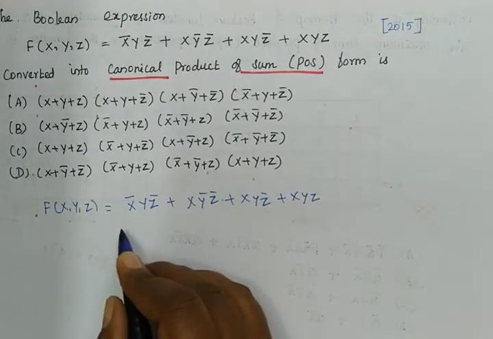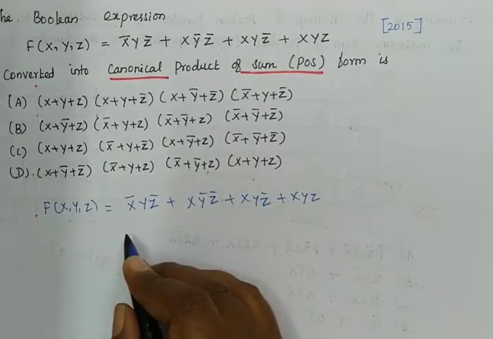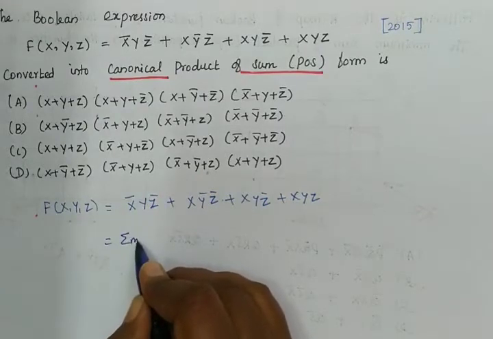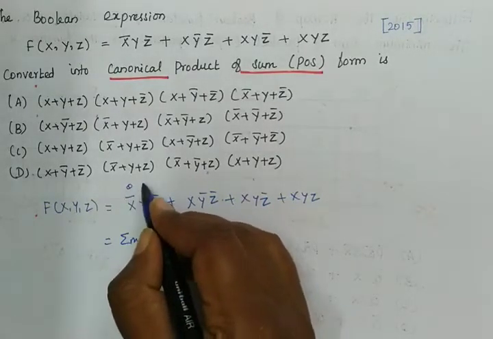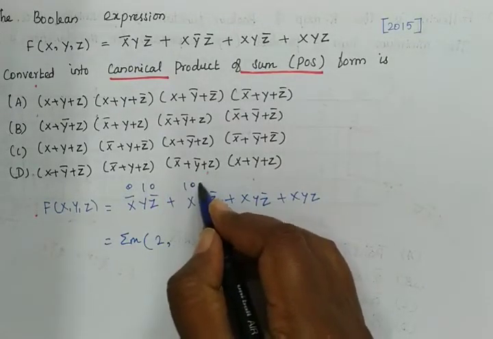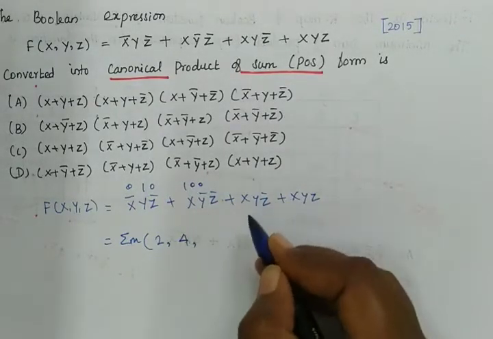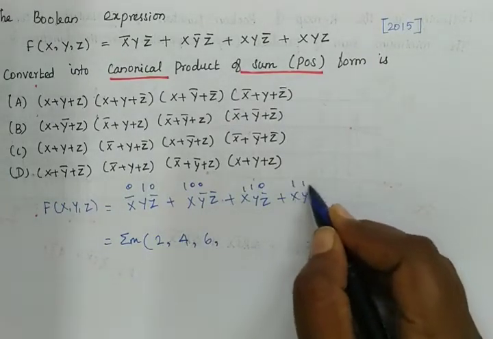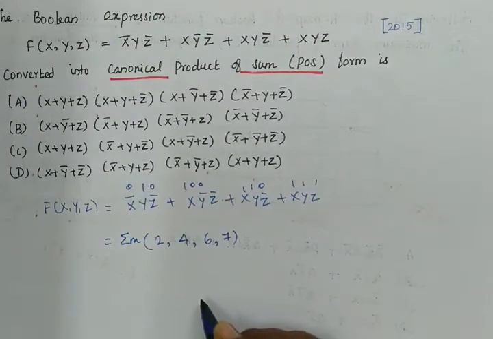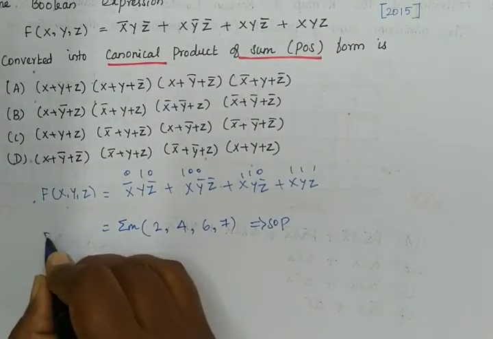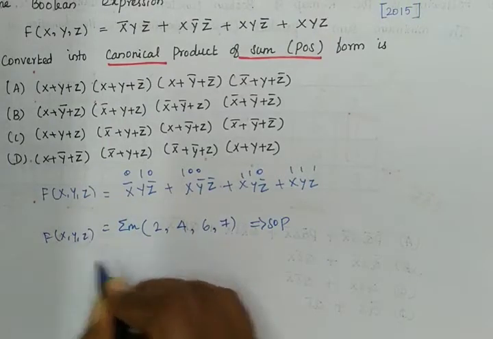Now what are the numbers for this? We can write the numbers directly, which is equal to summation m. Now what is this? This is 0, 1, 0, so it is 2. Here it is 1, 0, 0, so it is 4. Here it is 1, 1, 0, so it is 6. And here it is 1, 1, 1, so the number is 7. This is SOP, that is sum of products. F of X, Y, Z is equal to summation m.